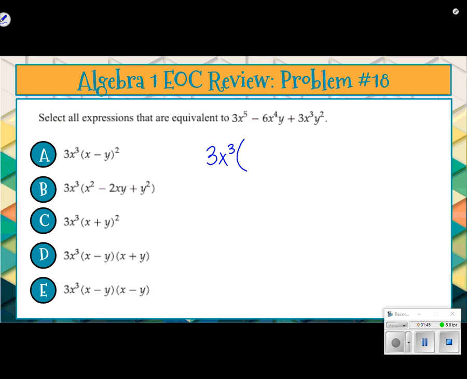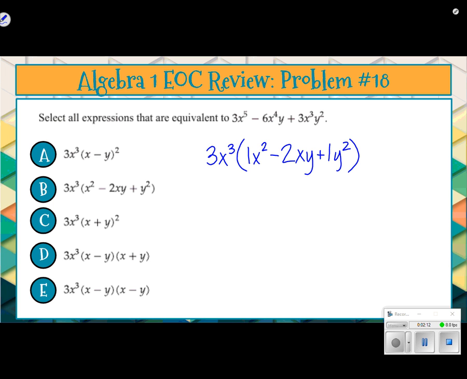So 3 divided by 3 is 1. X to the 5th minus x to the 3rd. Exponent 5 minus 3 is 2. Negative 6 divided by 3 is negative 2. X to the 4th, I'm going to take the 4, subtract 3, and get 1. And then I've got a y. And then 3 divided by 3 is 1. X cubed, take that away, and then I've got a y squared.